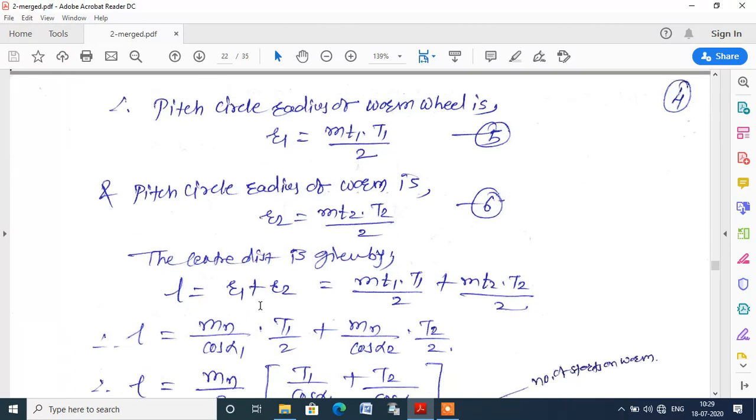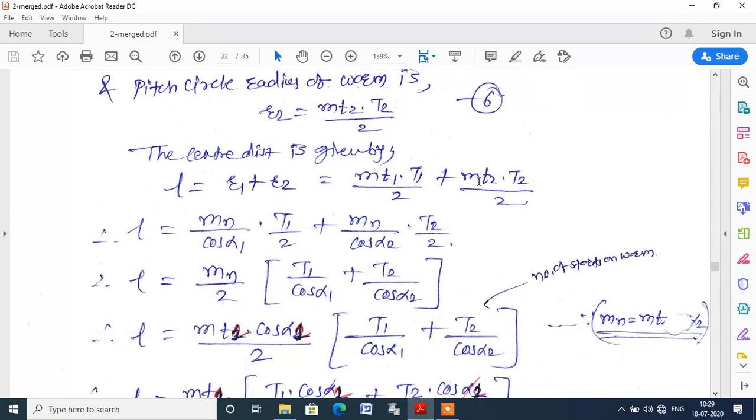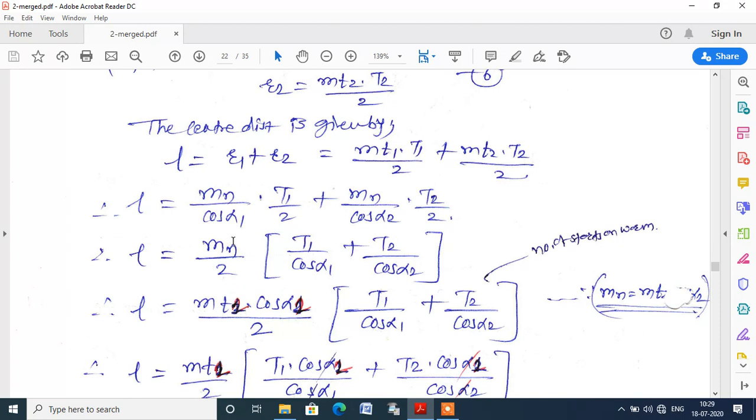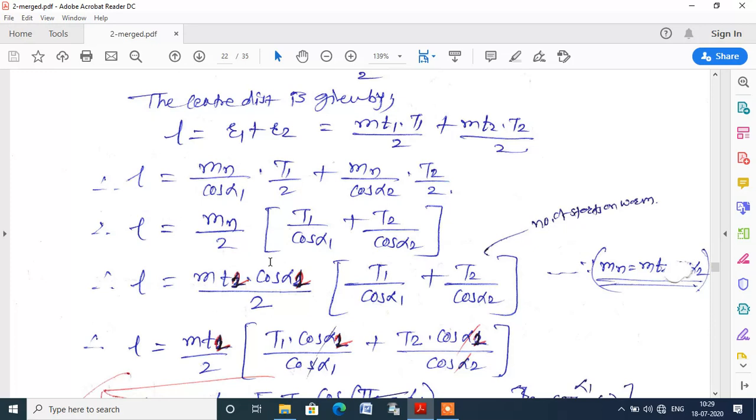Therefore, center distance equal to R1 plus R2, so MT1 into capital T1 by 2 plus MT2 into capital T2 by 2. If you put this equation and convert this transverse module into normal module, so Mn by cos alpha 1, Mn by cos alpha 2, we will get L equal to Mn by 2 into T1 by cos alpha 1 plus T2 by cos alpha 2. So this is your required equation of center distance. Now, if you put Mn equal to Mt2 cos alpha 2, then Mt2 cos alpha 2 divided by 2 into T1 by cos alpha 1 plus T2 by cos alpha 2.